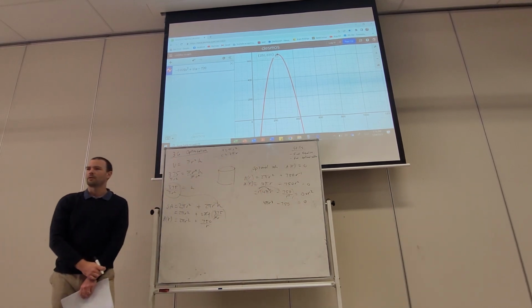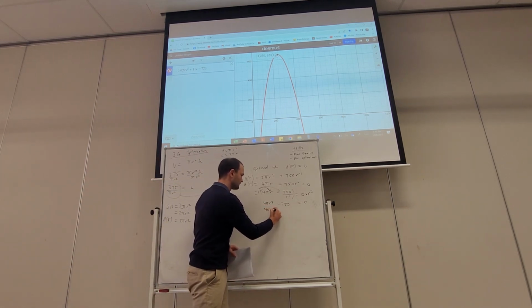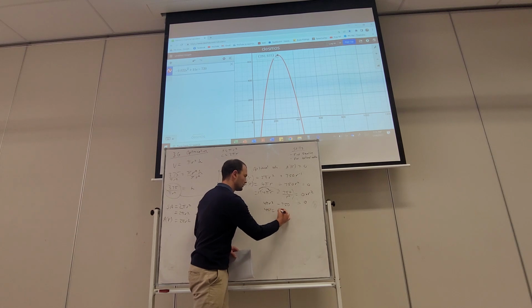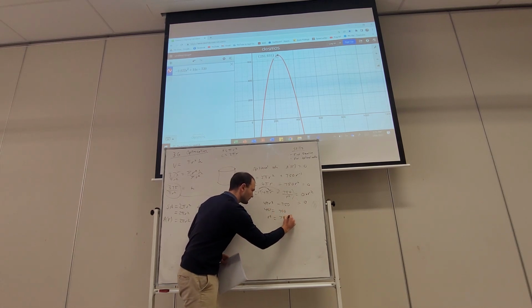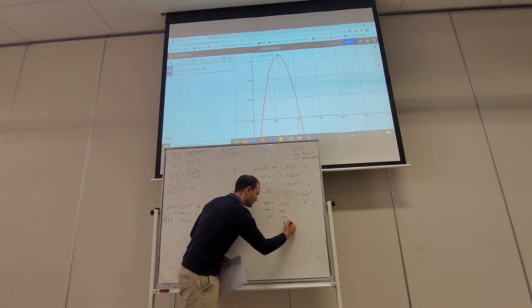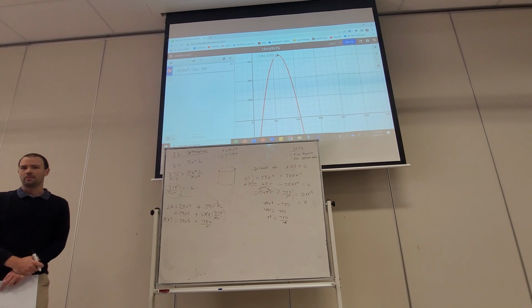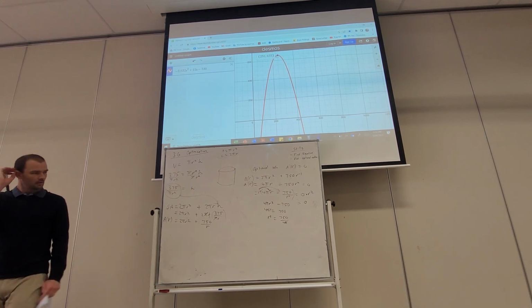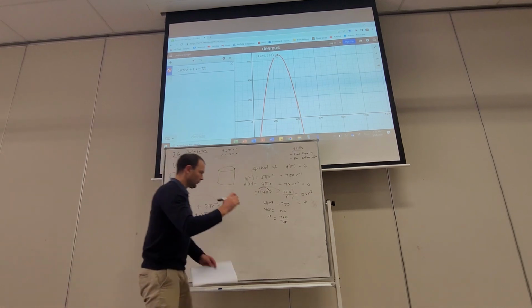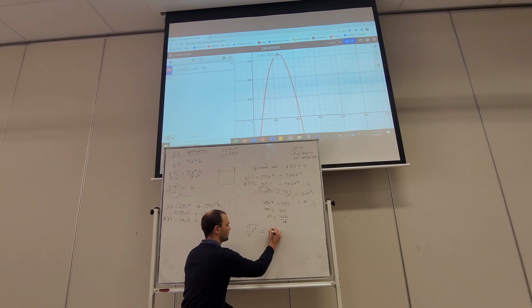Now we've only got the variable in one term, so we can shove the 750 across. Divide both sides by 4 pi. And then we perform the cube root of both sides. So R equals the cube root of 750 on 4 pi.